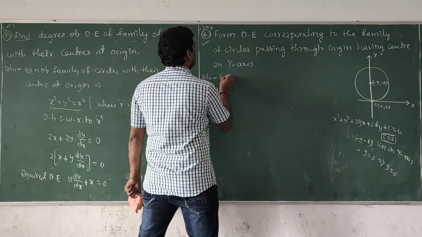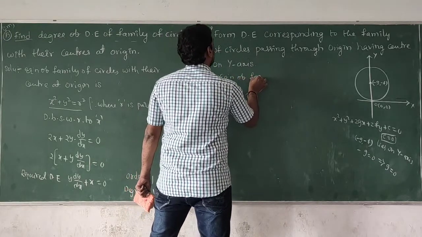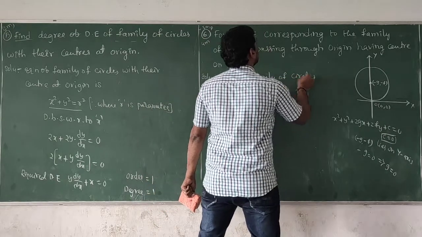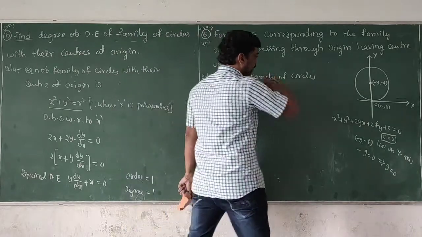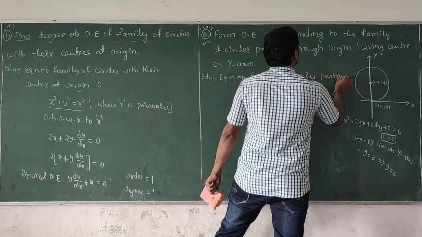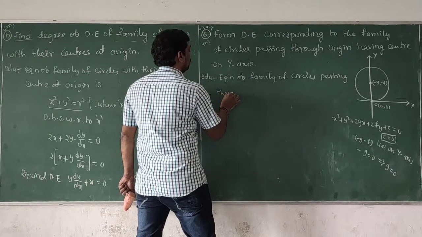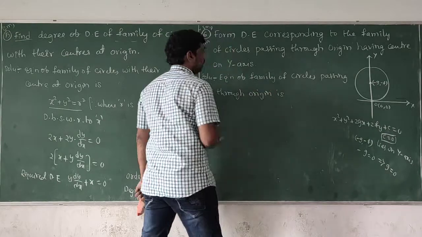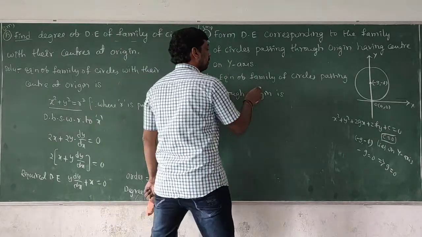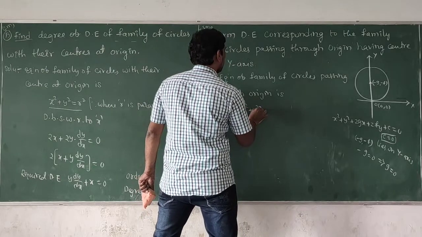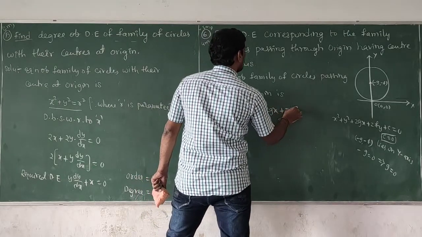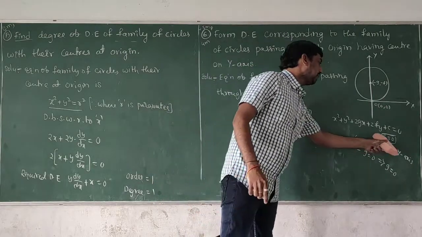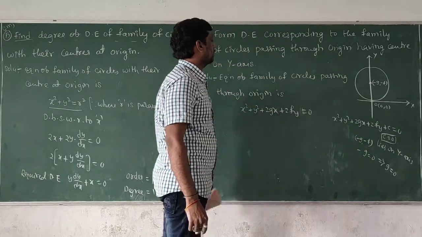So first, write down the equation of the family of circles passing through the origin. First only the origin, after that the center lies on the y-axis. So the equation is x square plus y square plus 2gx plus 2fy equal to 0. Here I am not writing c, because the c value is 0, since the circle passes through the origin. Clear?